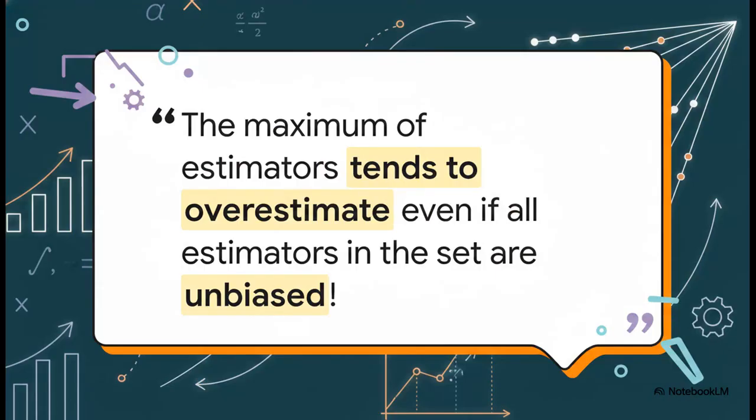And this is the part that really blows people's minds. Even if every single one of your models, on its own, gives you a perfectly fair, unbiased estimate of its performance, the very act of selecting the best one introduces a brand new optimistic bias. The moment you declare a winner, your estimate of that winner's skill is probably too high.